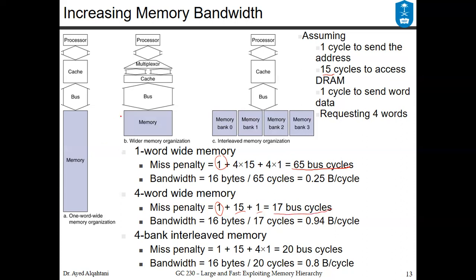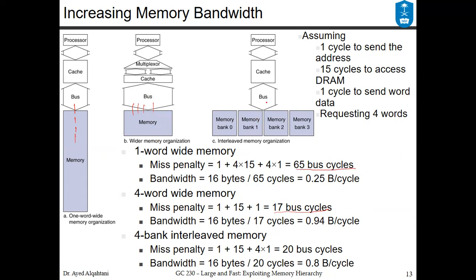So now we have 17 bus cycles. That's the difference between this one and this one. Here, if we are requesting 4 words, you do them one by one, and this is why you multiply by 4. But here, you get the 4 together in parallel. Let me do it another way. You send the first one, and then the second, the third, and the fourth. But here, you access them in parallel because you have a wide bus. So in total, you need 17 bus cycles. Here we have 65 bus cycles.